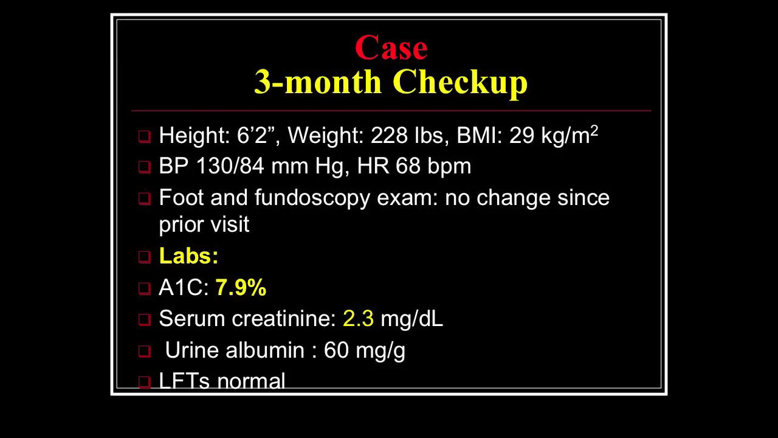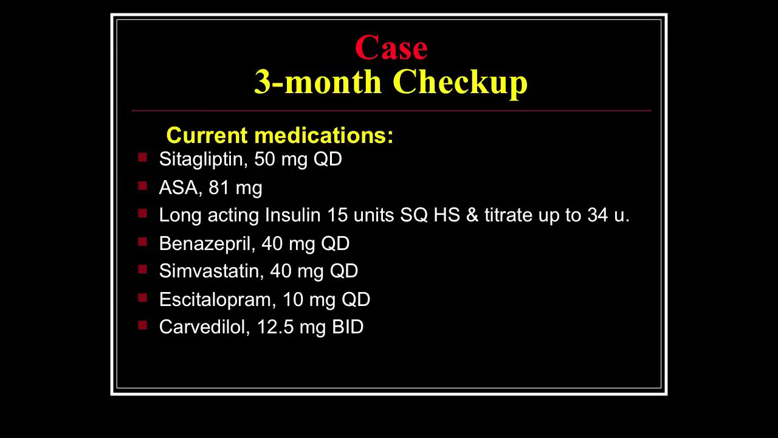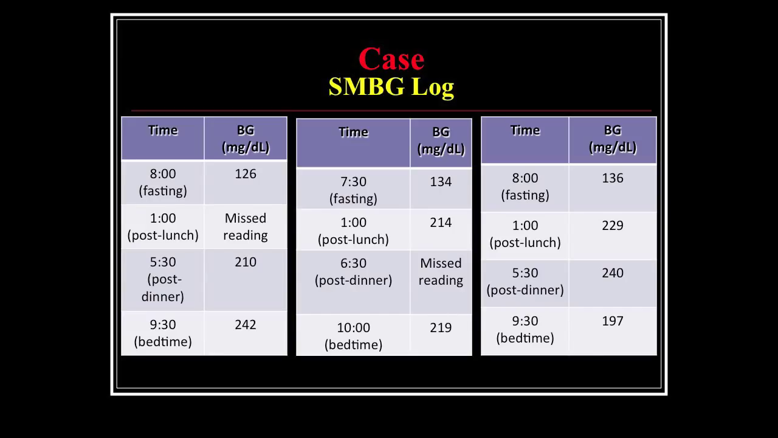After a 3-month follow-up, with only basal insulin, A1C dropped from 9.4 to 7.9%, and creatinine is almost the same, 2.3. Medication at this time is sitagliptin 50 milligram, which is the renal dose. Long-acting insulin was started at 15 units at bedtime, and is now up to 34 units at bedtime. And this is the only medication for diabetes management that he receives.